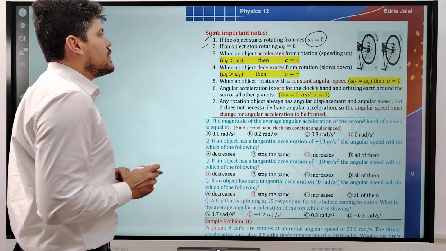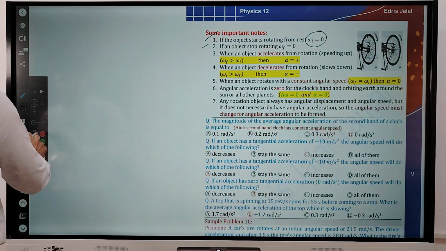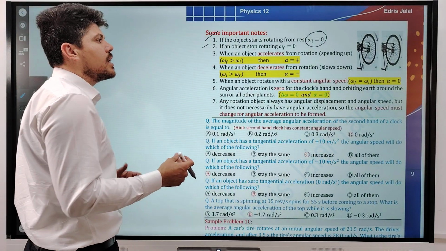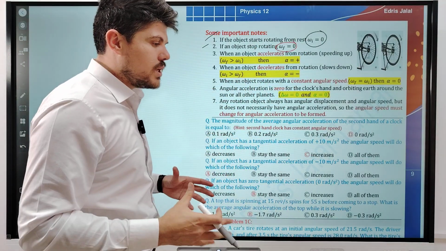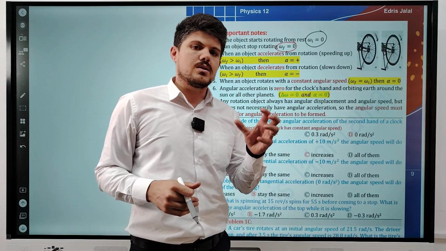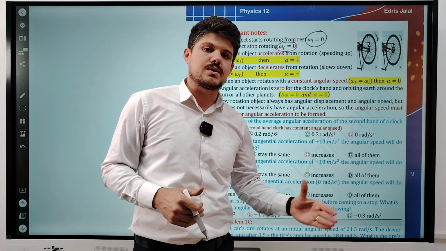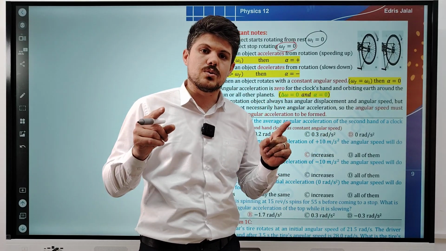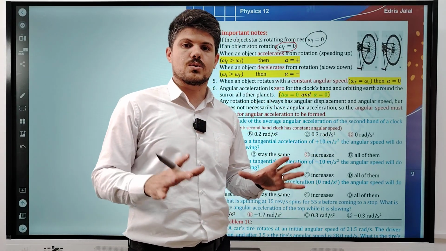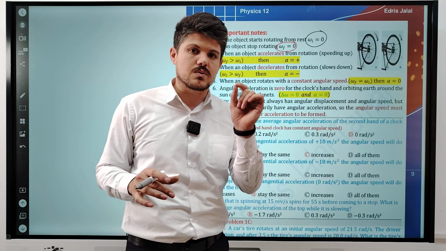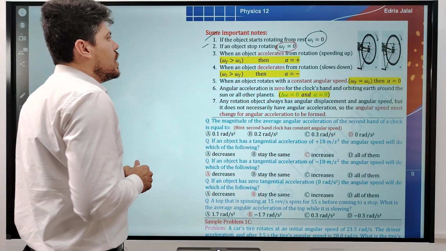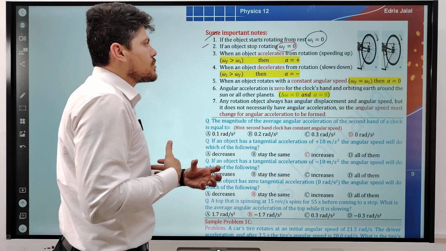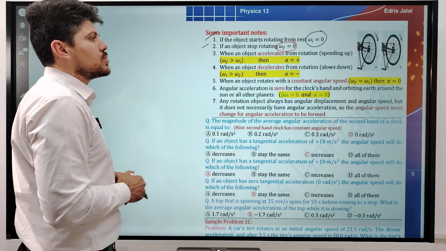The second note: if an object stops rotating after a while, its omega final becomes 0. If you see in the question that the object stopped rotating after 5 seconds, for example, you have to know that omega final is equal to 0. If you see the word stop, it means that omega final is 0. Or if the object comes to a stop, omega final is also equal to 0.